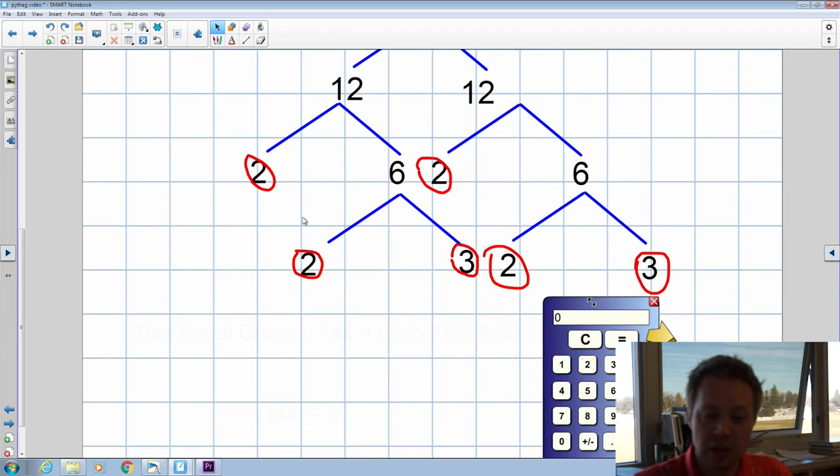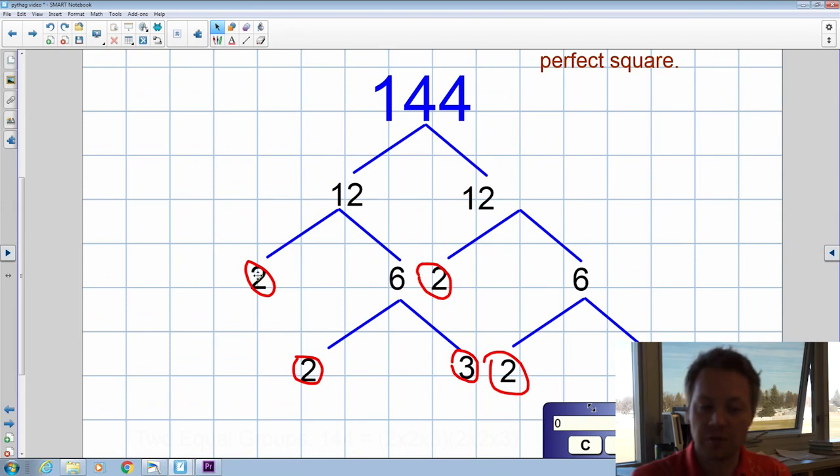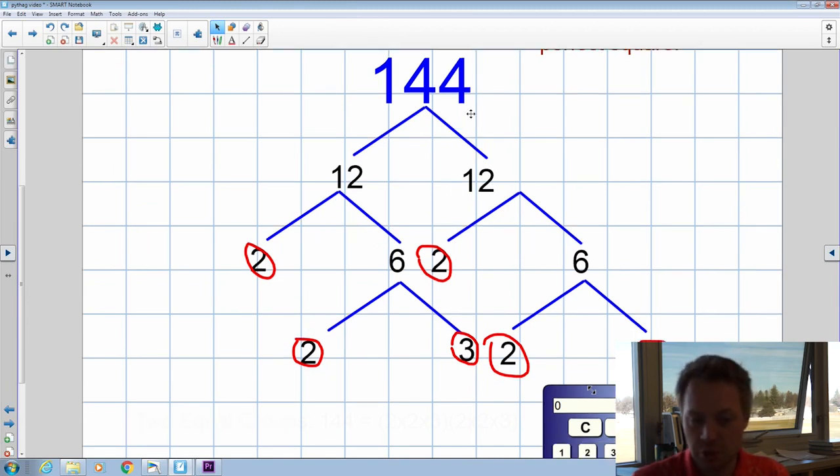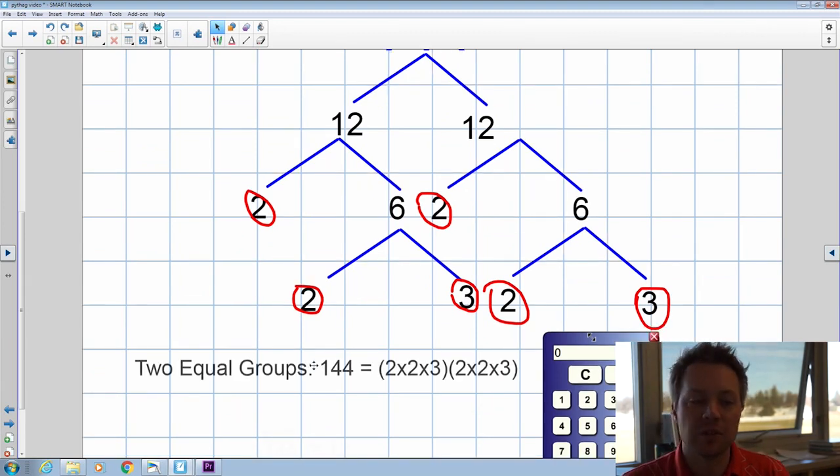So you can see that I've got some numbers circled in red here. And the reason I've circled those in red is because those are the prime factors of 144. So basically, if I took each of those and multiplied them together, I would get 144. 2 times 2 times 2 times 3 times 2 times 2 equals 144, and those are its prime factors. If I can take those prime factors and put them into two groups that are the exact same, I know that the original number is a perfect square.